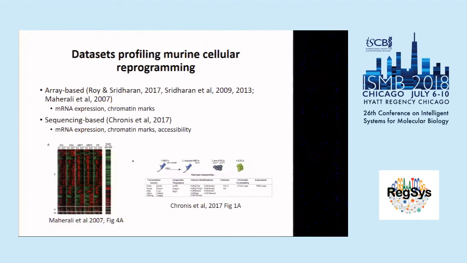We applied DRMN to two data sets that profiled mRNA and chromatin marks in cell types during different stages of reprogramming. One of the data sets was profiled by array and the other profiled by sequencing. Both included a differentiated cell type, mouse embryonic fibroblasts, a pluripotent cell type, either induced pluripotent stem cells or embryonic stem cells, and one or two intermediate cell types at different stages of reprogramming.